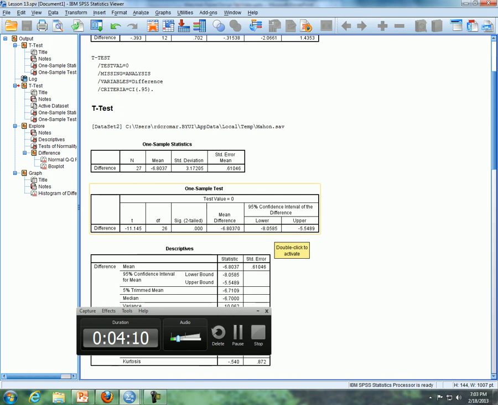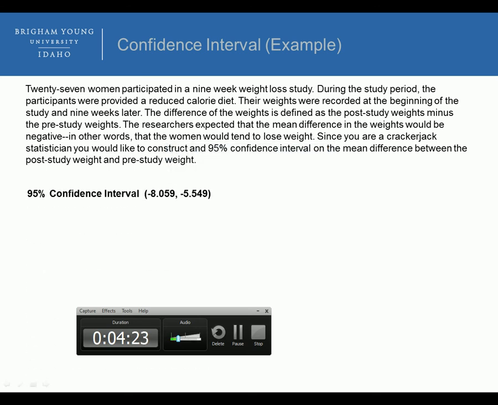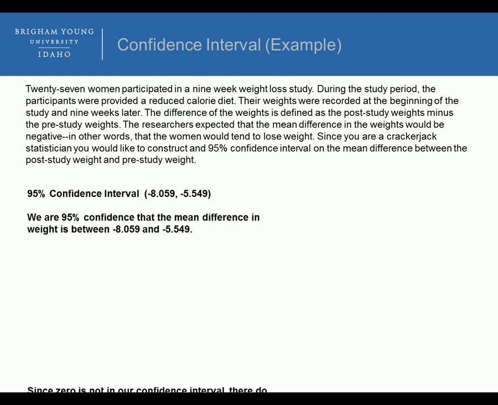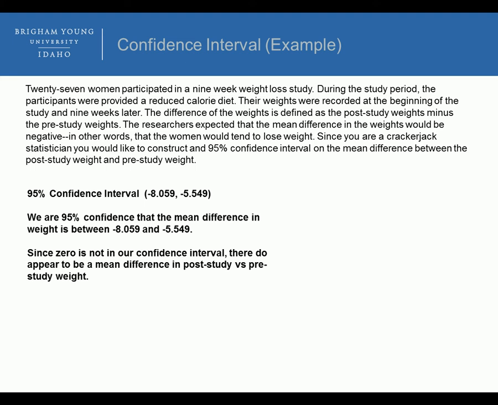And so we have two negative numbers. We have negative 8.058 and negative 5.5489. So how we interpret that confidence interval is that we are 95% confident that the mean difference in weight is between negative 8.059 and negative 5.549. Okay, so in this case, can we tell that there is a difference between the pre-study weight and the post-study weight? Well, in this case, since 0 is not in our confidence interval, there does appear to be a mean difference in post-study versus pre-study weight.